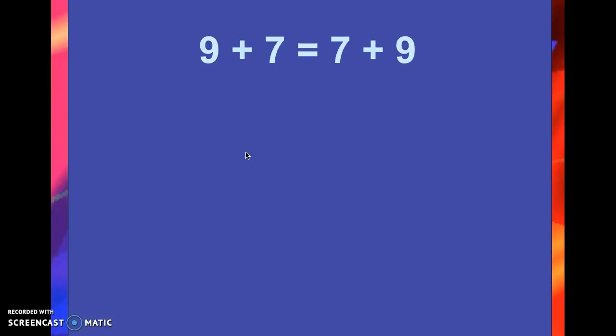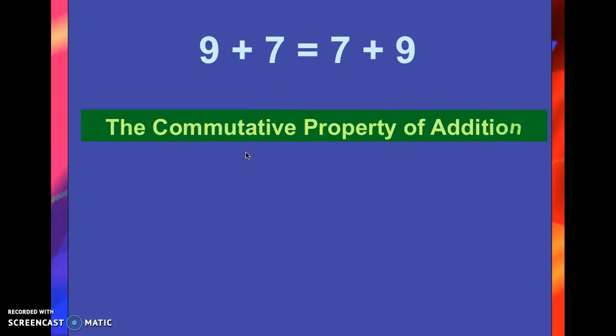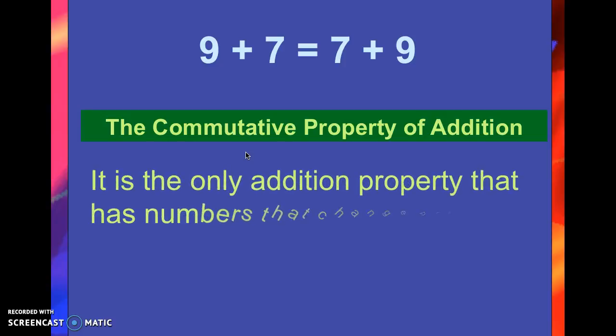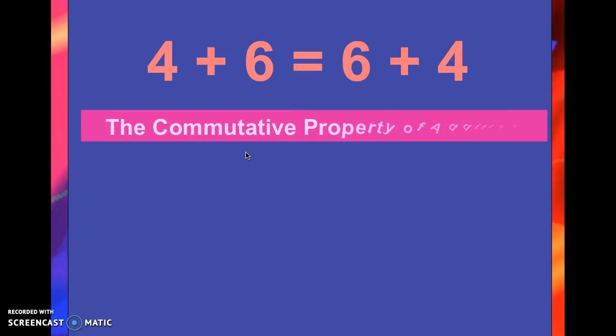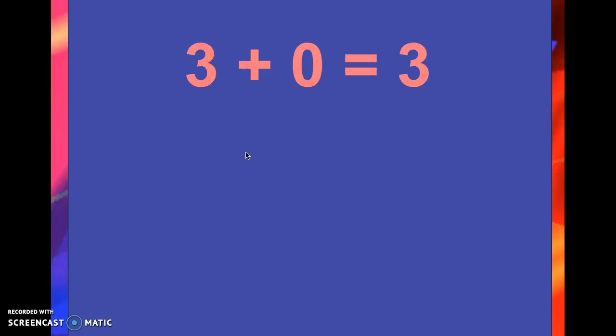And last but not least, commutative. This is the commutative property of addition. It is the only addition property that has numbers that change places. The commutative property of addition. Numbers change places.